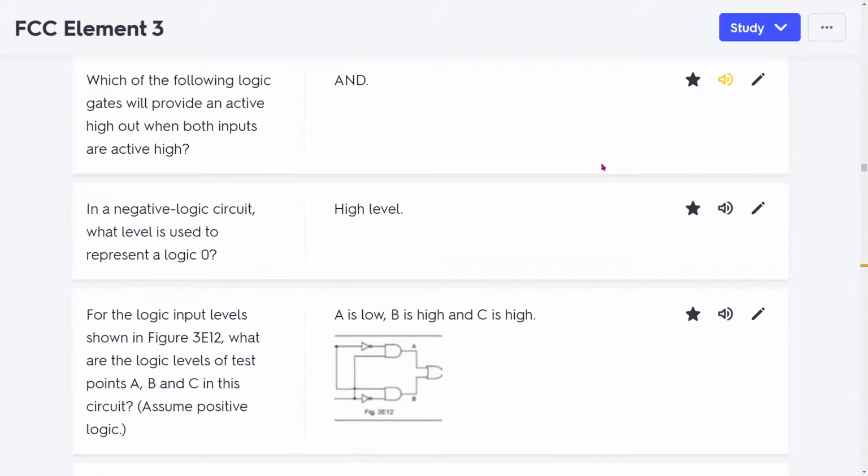Which of the following logic gates will provide an active high out when both inputs are active high? AND. In a negative logic circuit, what level is used to represent a logic 0? High level.